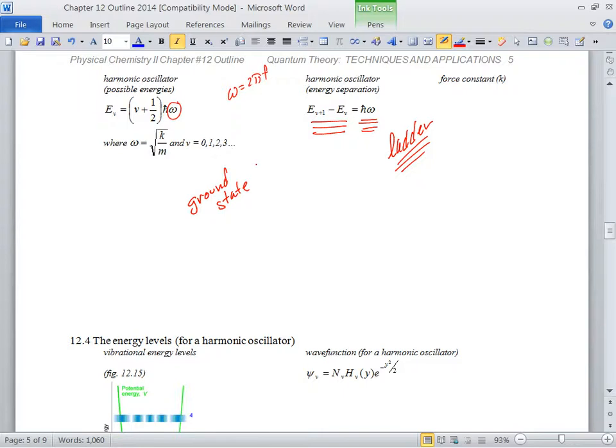Just like the particle in the box, we had n equals, what was the lowest n, Gloriana? It was 1. So the ground state for a particle in a box is n equals 1. If they wanted you to write the ground state wave function, you'd write it for n equals 1. For a harmonic oscillator, you write it for V equals 0. Well, how do you do that? Here it is down here.